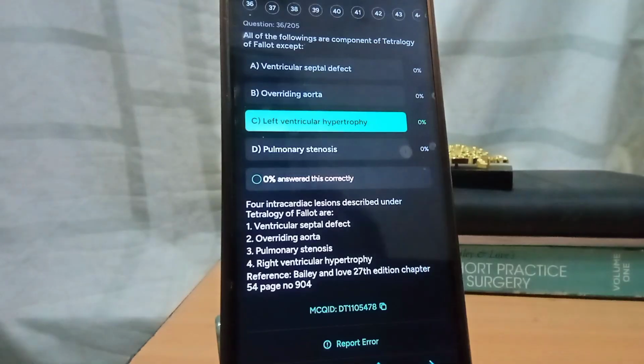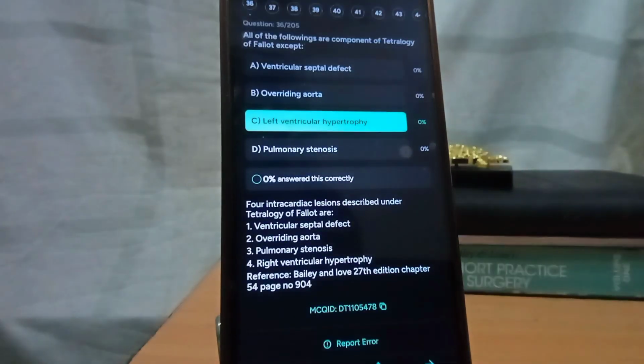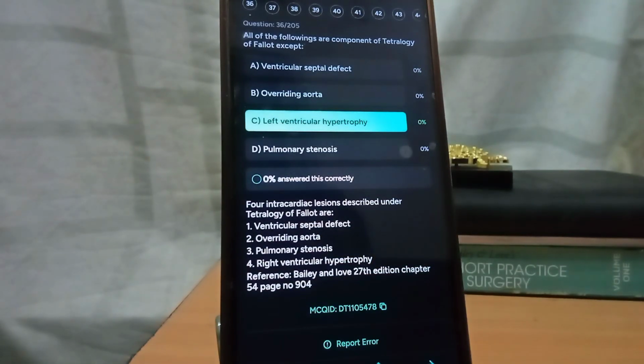And all of the following are components of the tetralogy of Fallot except. So the 4 components of intracardiac lesions described under tetralogy of Fallot are ventricular septal defect, overriding of aorta, pulmonary stenosis, right ventricular hypertrophy. So it is written left ventricular hypertrophy. The answer is right ventricular hypertrophy.